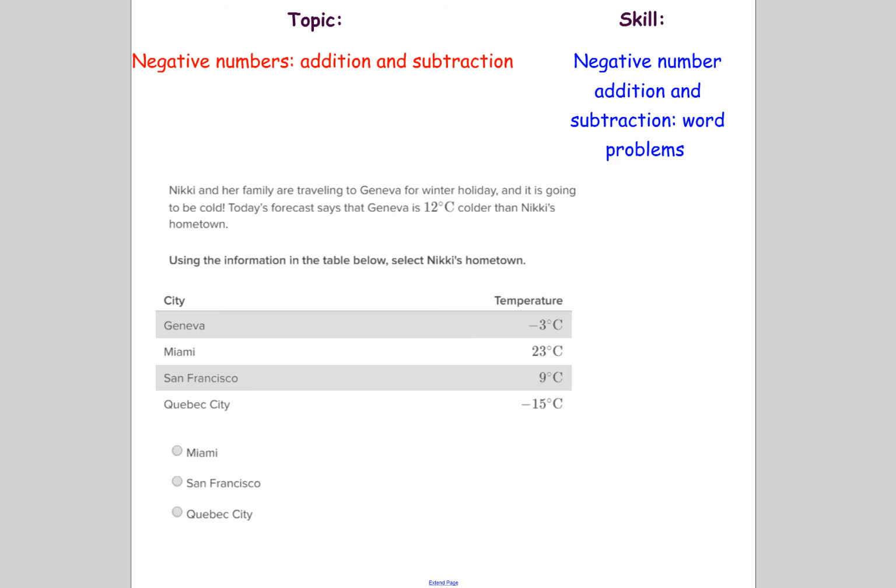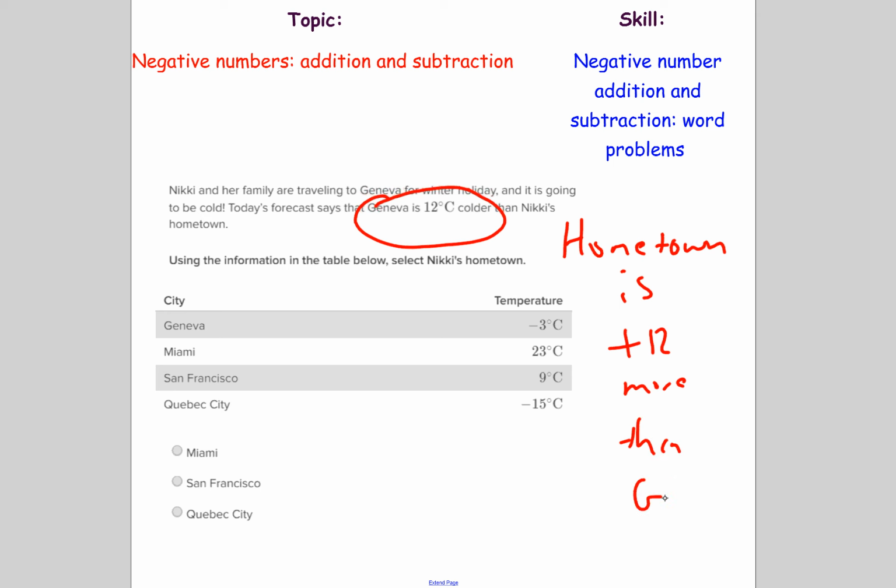Final question for this particular skill is this question. Nikki and her family are traveling to Geneva for a winter holiday, and it's going to be cold. Today's forecast says that Geneva is 12 degrees colder than Nikki's hometown. So Geneva is 12 degrees colder, right? Another way of saying it is her hometown is 12 more than Geneva. Okay? Using the information in the table below, select Nikki's hometown.